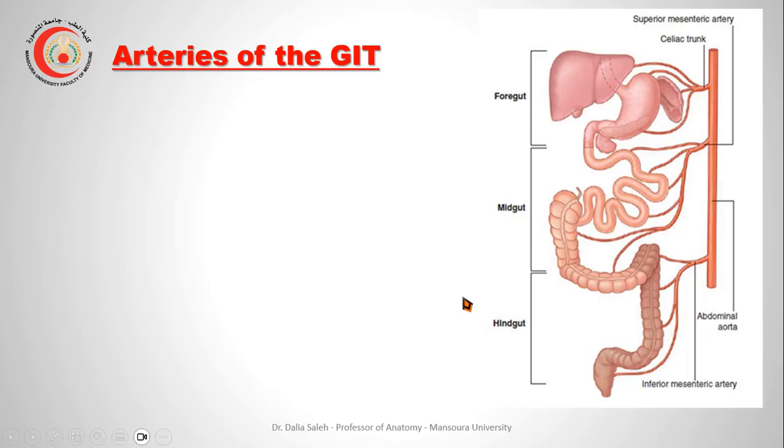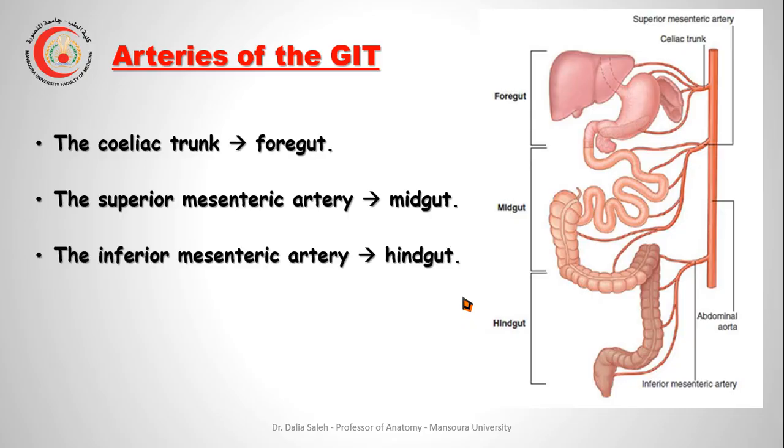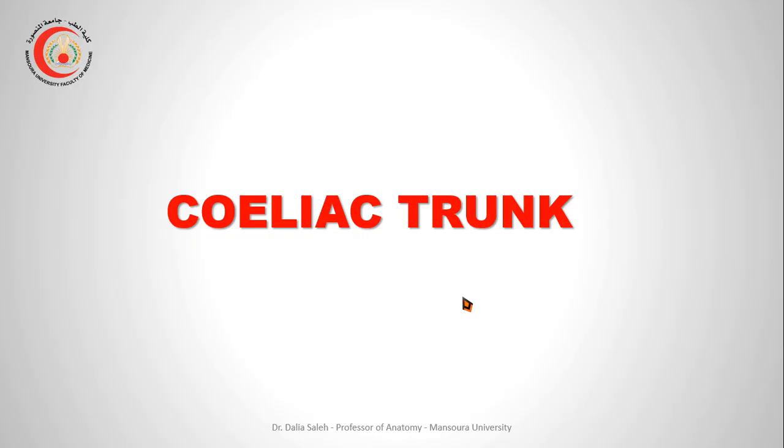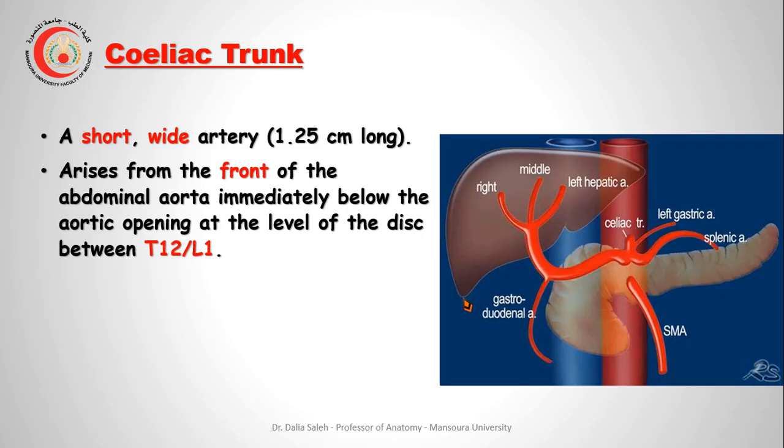So we have three main arteries supplying the GIT. The celiac trunk supplies the foregut, the superior mesenteric artery supplies the midgut, and the inferior mesenteric artery supplies the hindgut. Let's start first with the celiac trunk. The celiac trunk is a short, wide artery, about half an inch in length, around 1.25 centimeters. It arises from the front of the abdominal aorta, immediately below its orifice in the diaphragm, almost at the disc between T12 and L1 vertebrae.